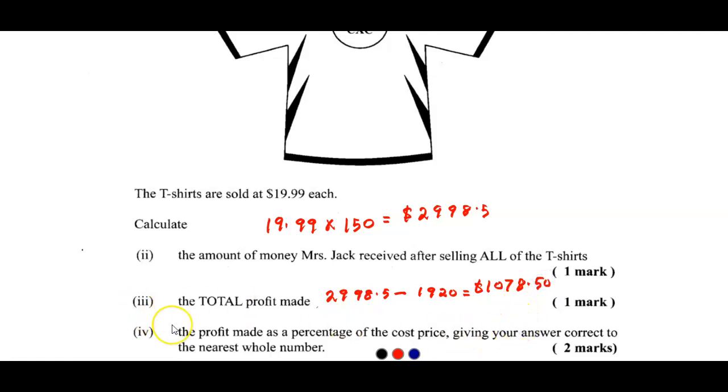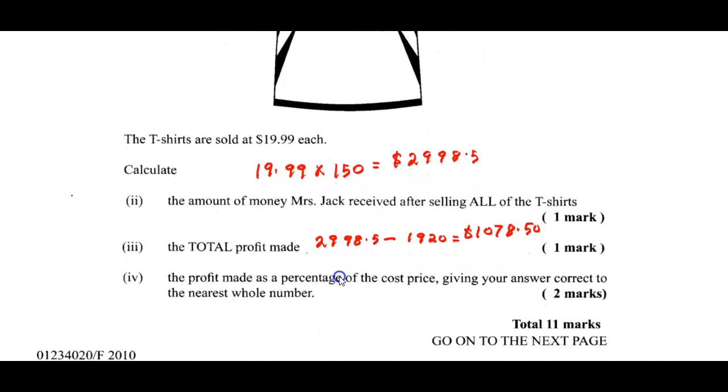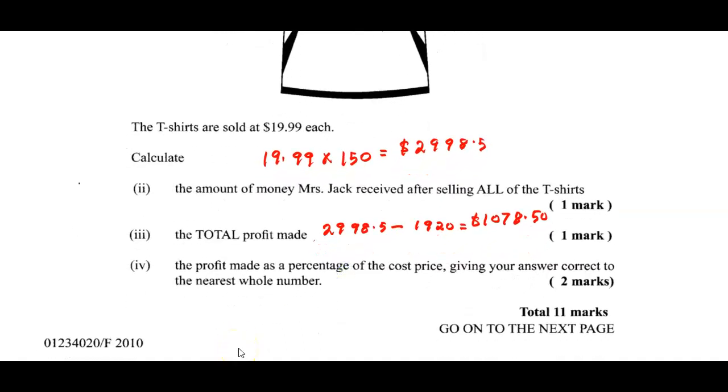Okay, so now we want the profit percentage. So part 5, you need to calculate the profit made as a percentage of the cost price. So that would be the profit over the cost price. So we have the profit as $1,078.50. So we would have $1,078.50 over the cost price, which is $1,920, and we times that by 100.